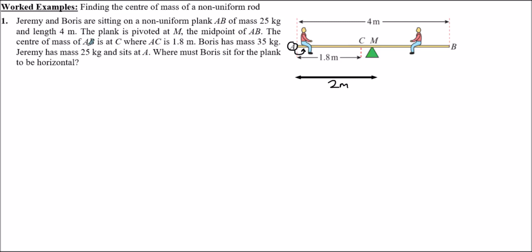So we're also told that the centre of mass of AB is at C. And we're told that from A to C is 1.8. So we consider all of the mass acting from C. Now, the mass of this rod is 25 kilograms, so therefore its weight is 25 g. Boris has mass 35 kilograms, so one of these people is Boris, and the other person is Jeremy, who has mass 25 kilograms and sits at A.